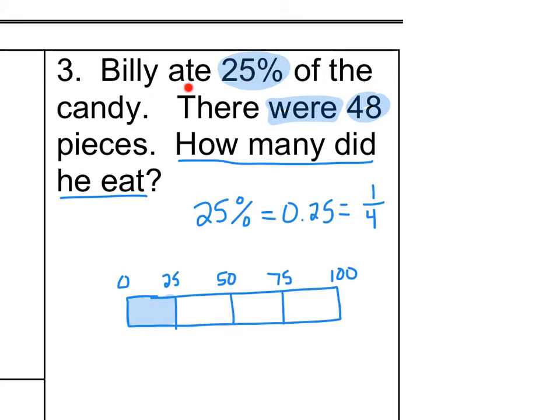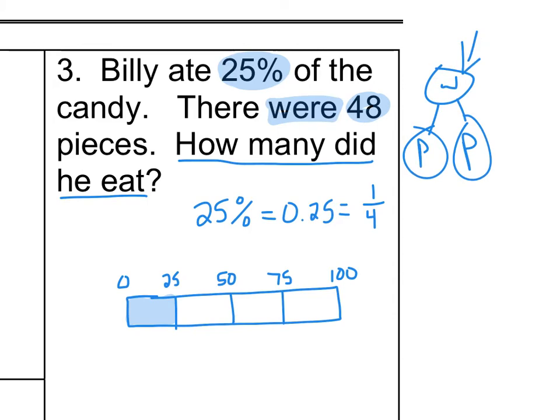25% of the candy is what Billy ate, and there were 48 pieces. Important to know that there were 48. So that means that 48 is the what? It's the total, it's the whole. So if we had a whole here, and we had parts, 48 would be the whole. So that means on my tape diagram, where would 48 go? It would go at the end right there. 48 is the total. 0 would be nothing.